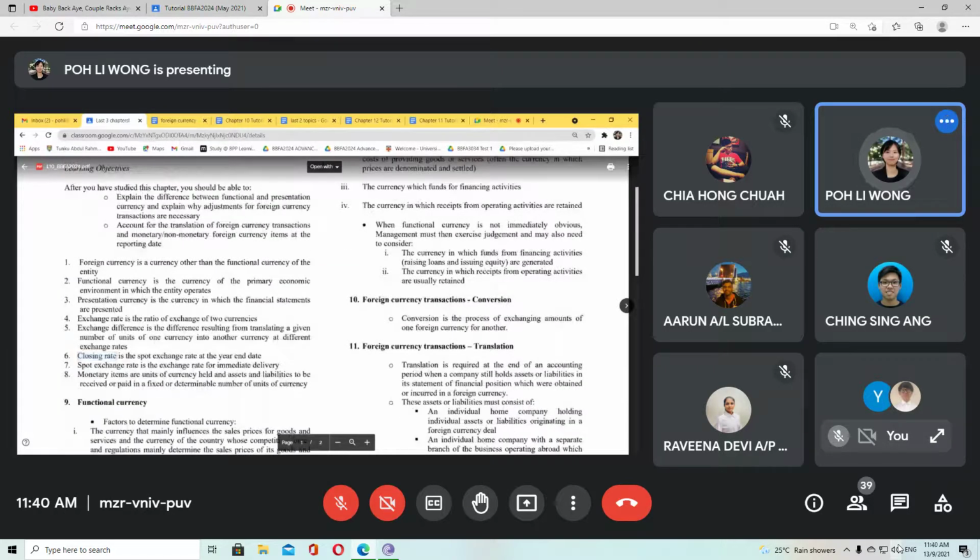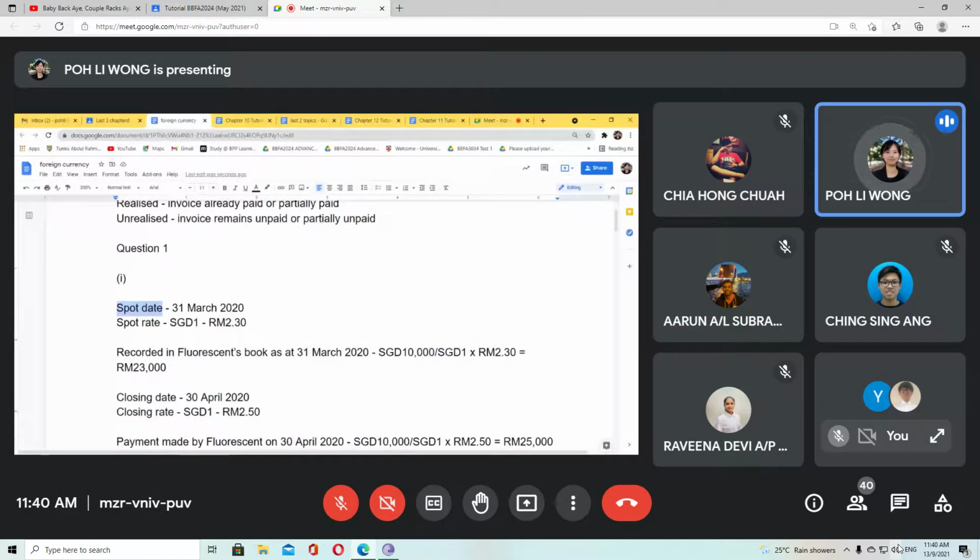So according to the question, spot exchange rate at the year end date. Okay, so spot rate simply means that it is the rate of the invoice date, or order received date. Okay, or we call it the opening date. How do we identify the opening date? Basically, it's either based on the invoice date or based on the order received date. That is how we identify the opening date, or we call it the spot date.